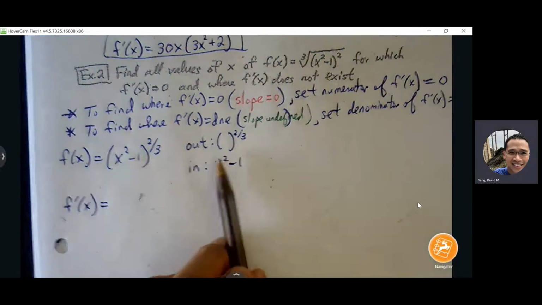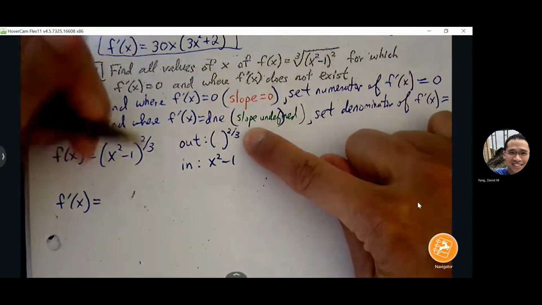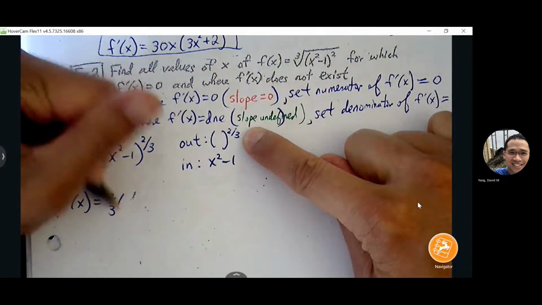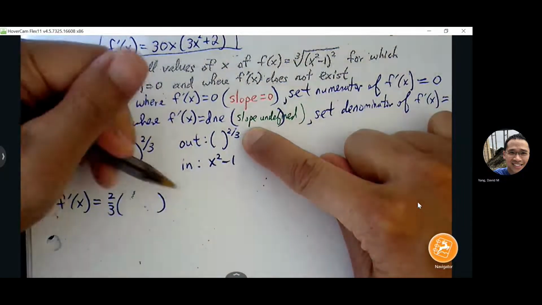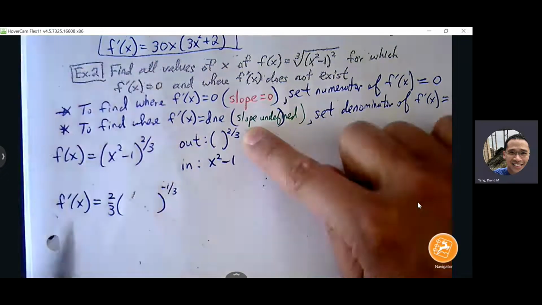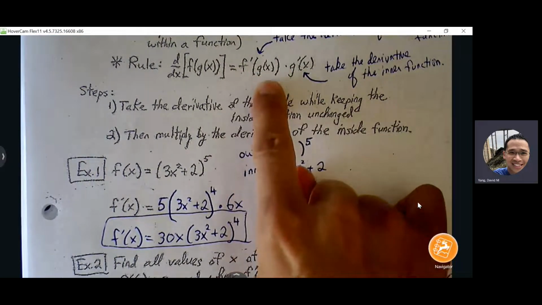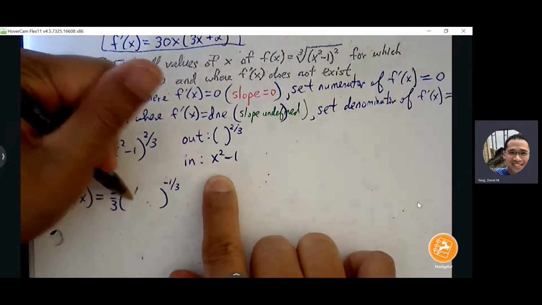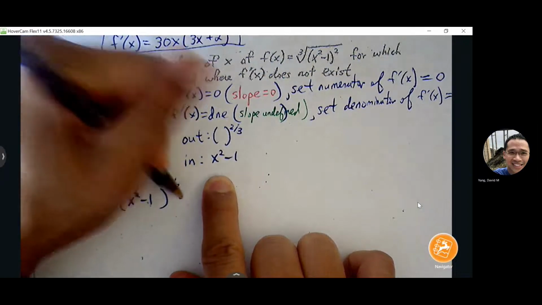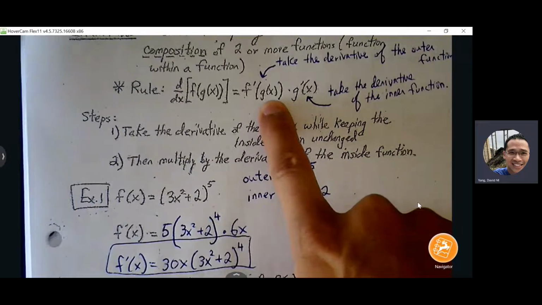Okay, what's the outside portion's derivative here? 2/3, parentheses. Good, negative 1/3. Okay, so we took care of this f prime parentheses, and what do we insert inside the parentheses? The original function, right? Don't do anything to it. You're just going to copy it verbatim here. So we took care of this f prime of g of x.